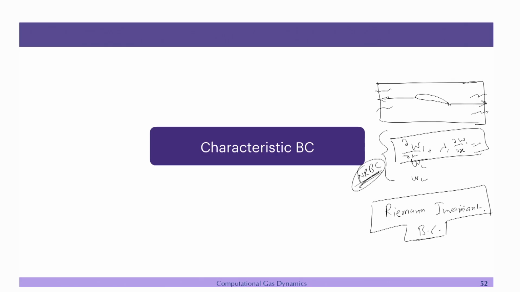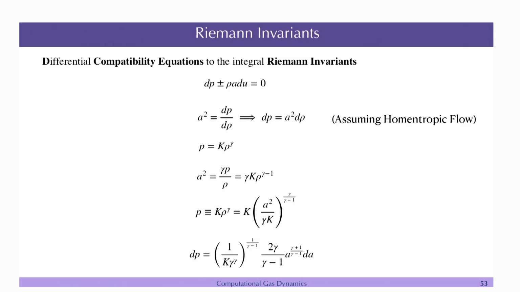This also comes from characteristics, but it is a simpler implementation. So, what we do is start from the compatibility equations that we had. If you recall, we had dP plus rho a du equal to 0, for u plus minus a, and then we also had the entropy equation. In the case of a Riemann invariant, what you assume is that the flow is homoentropic. What do we mean by homoentropic? Basically, the entropy is not only constant following a particle, but it is constant everywhere. Here we are talking about the boundaries, so it is a reasonable assumption to make that the flow is homoentropic there.